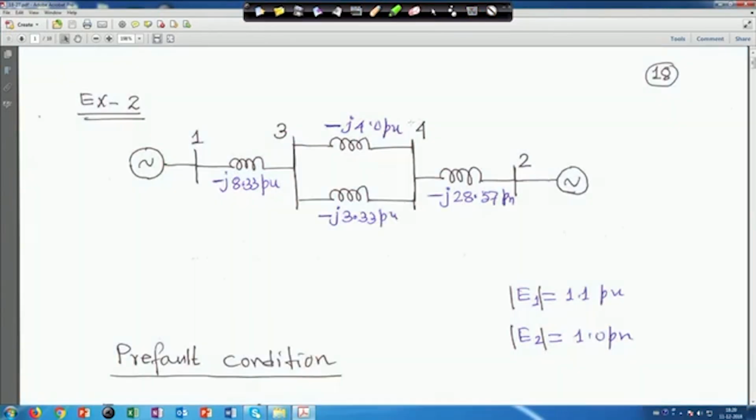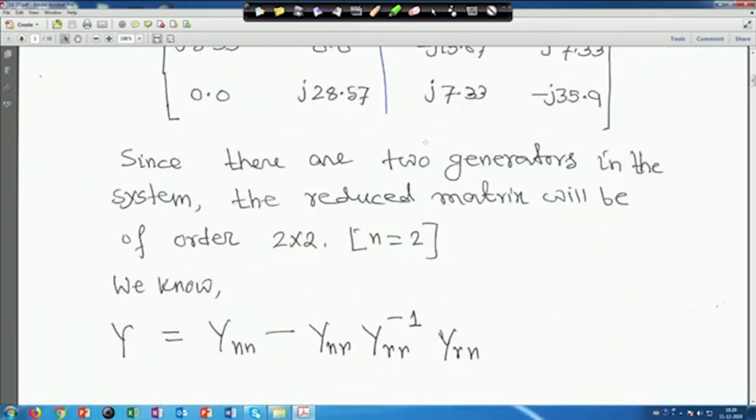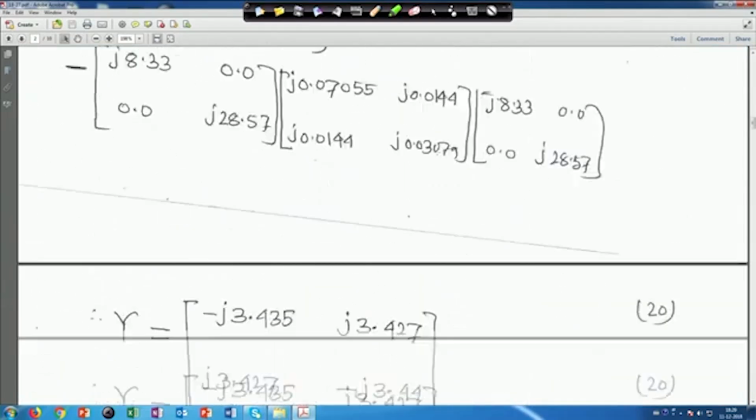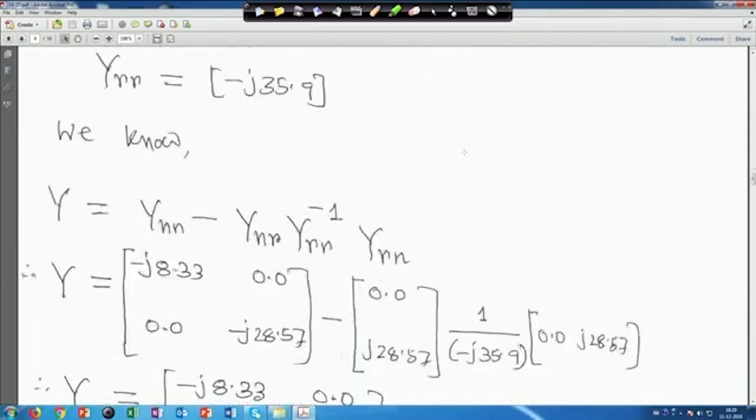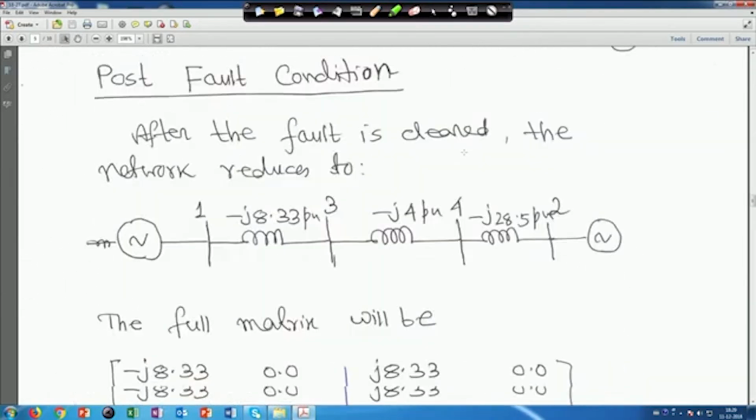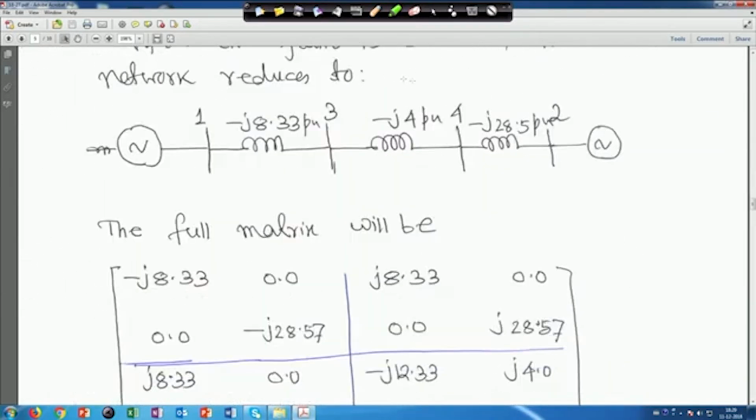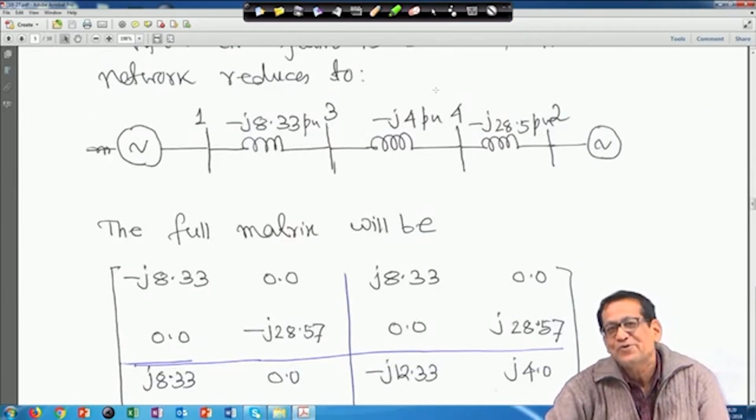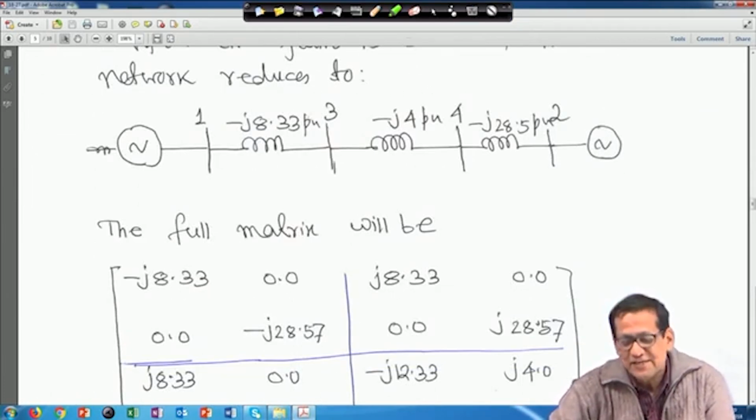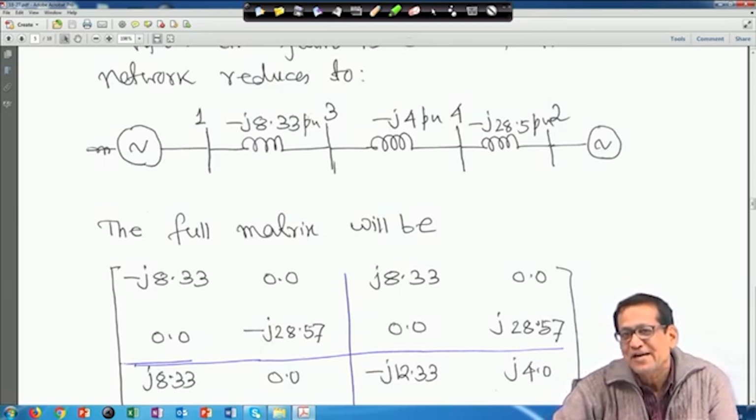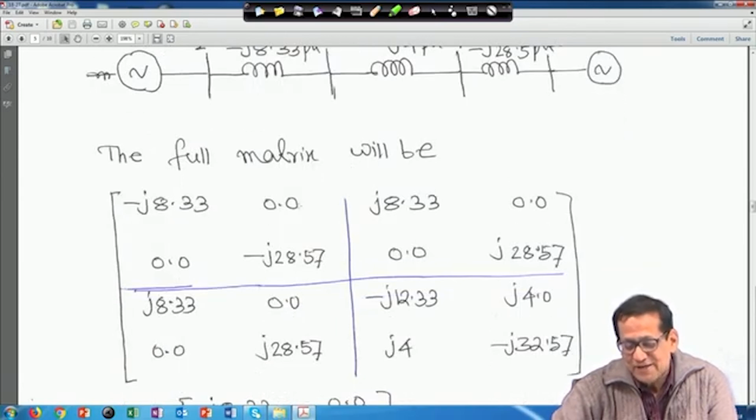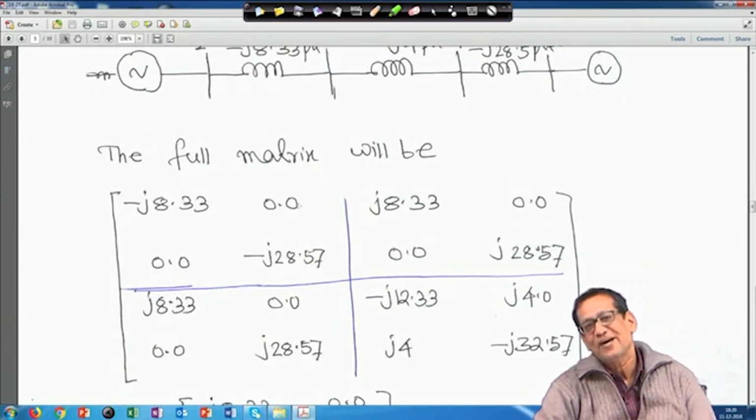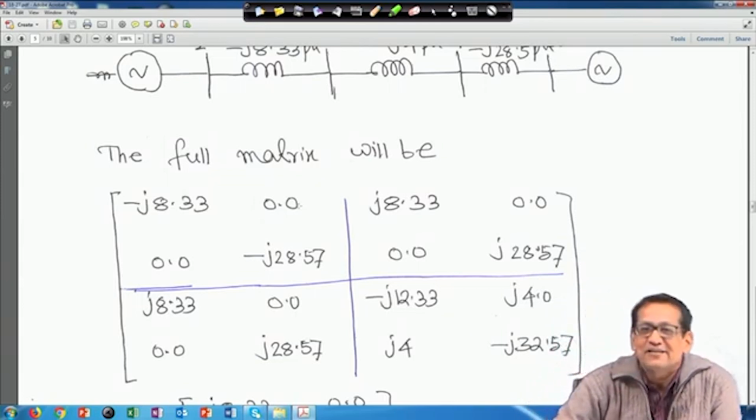In that case, you simply construct, again it will now be a 4 into 4 matrix, right. So, you can easily construct that 4 into 4 Y matrix. During the fault condition, the third row and third column were eliminated, because the fault occurred at bus 3, right.